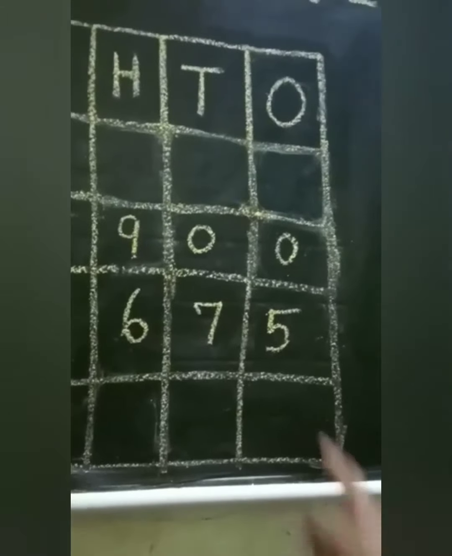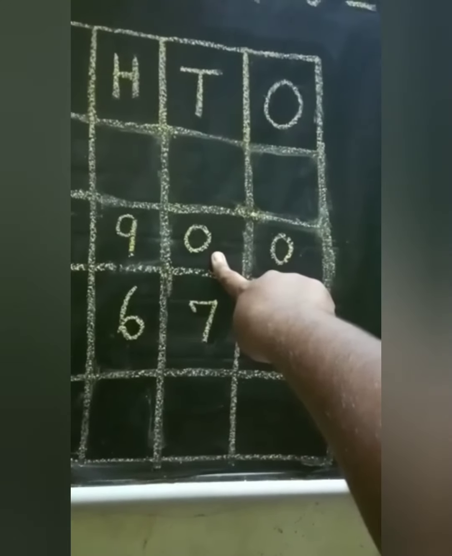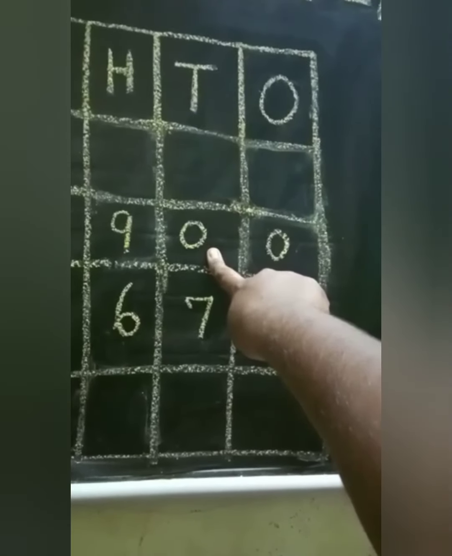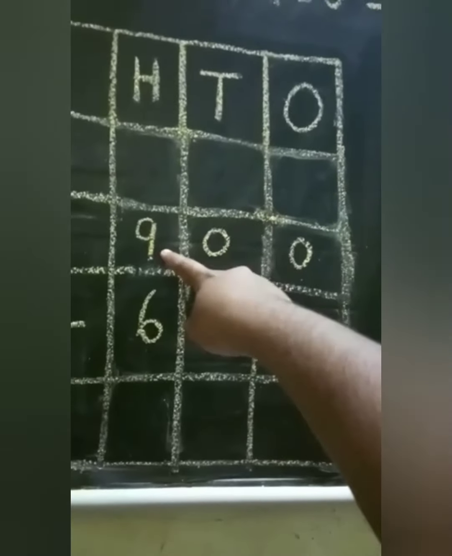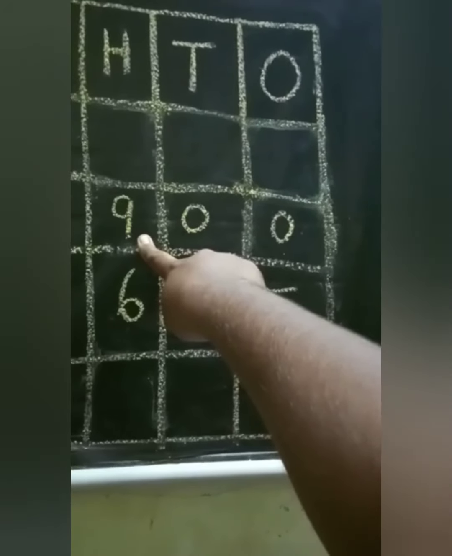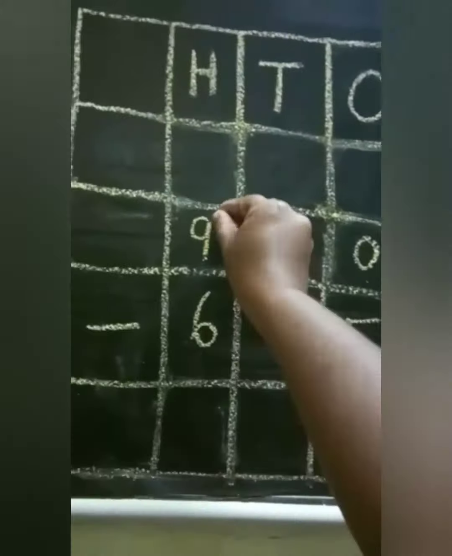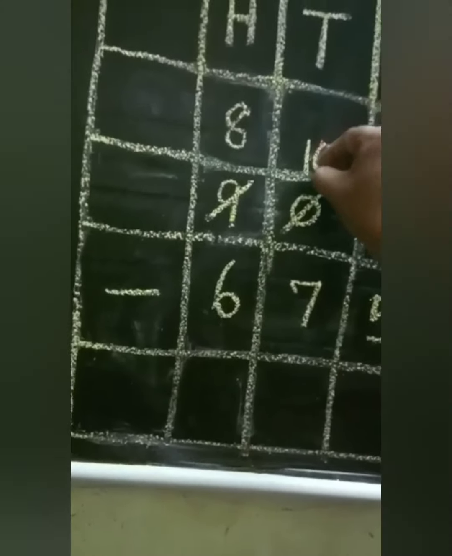But we have 0 at 10's place, is it? So what will you do? You have to take borrow from 100's place. Okay. So if you take 1 from 9, 9 will convert as 8, because 9 minus 1 equal to 8, is it? That 1 will sit in front of the 0. So 0 will convert as 10.